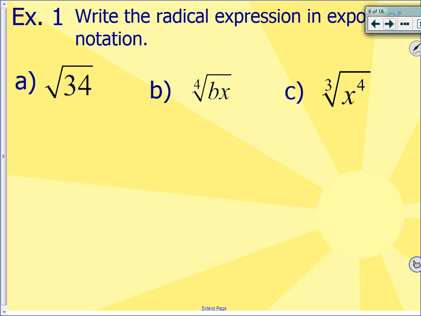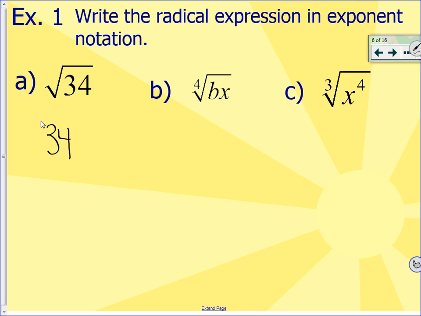So, let me show you what the problems look like. First, we're just going to get some practice moving from radical notation to exponent notation. So how could I rewrite the square root of 34? How do I rewrite it as 34 to a power instead of with a radical?